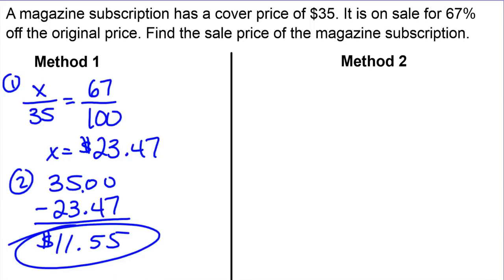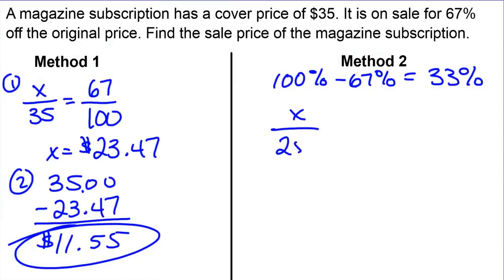Well, that was two different steps. Now, method two would be to find out what percent of the price is going to be remaining. If I remove 67% from the price, what percent will be remaining? Think 100% minus 67%. What is that going to give me left? That's going to give me 33%. So now I can just find 33% of 35 because that's what's left. So now I'm going to again find, whoops, not 25, 35 was the cover price.